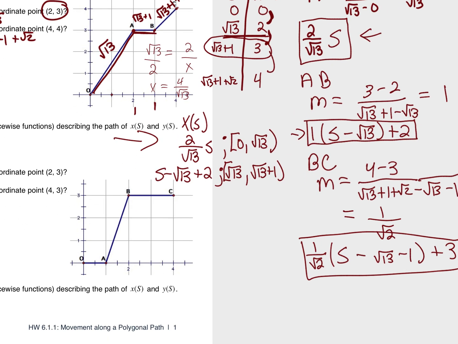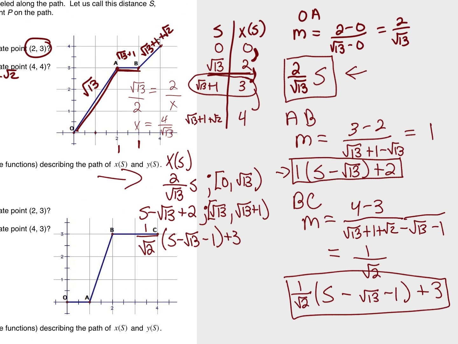Okay, then the third piece is going to be 1. I'm writing in my next thing here: 1 over square root of 2, and I have s minus the square root of 13 minus 1. And notice you have to keep your parentheses this time because there is a slope to be distributed. So that would be the equation for that last little piece going from B to C. And the domain for it would go from the square root of 13 plus 1 to the square root of 13 plus 1 plus the square root of 2.